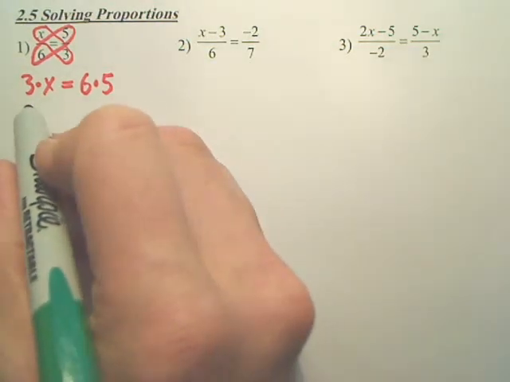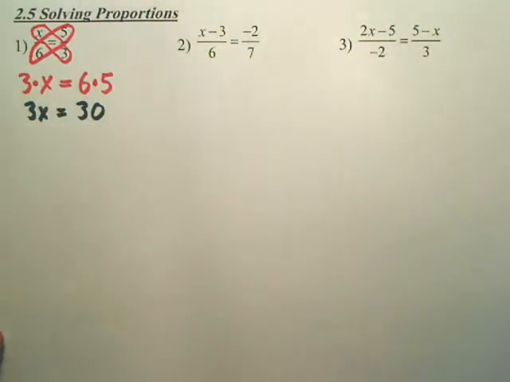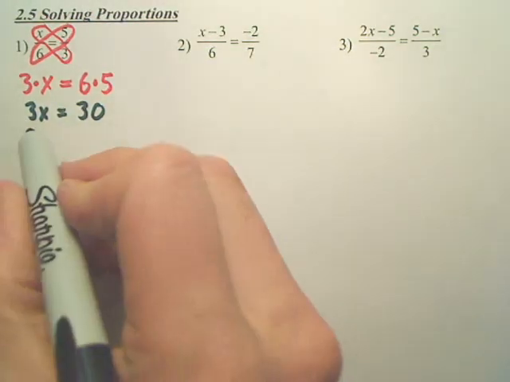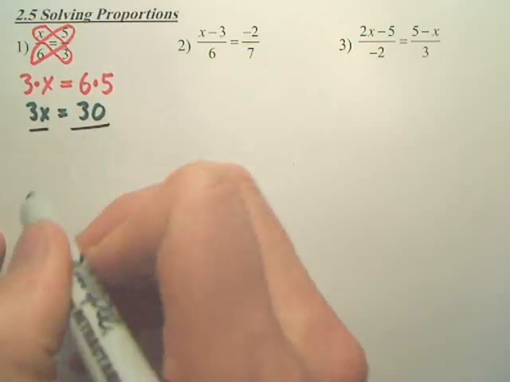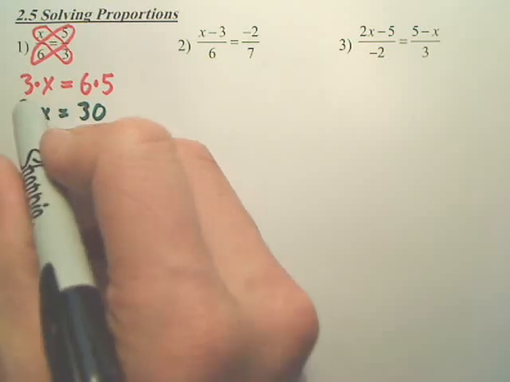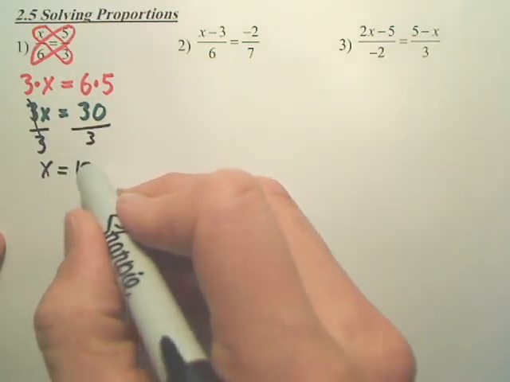Now, this leaves us with 6x equals 30. 6 times 5 is 30. To finish this off, how do you get rid of the 6 on the x? You divide it off. So we're going to divide both sides by 6, bam, x. So x equals 5.